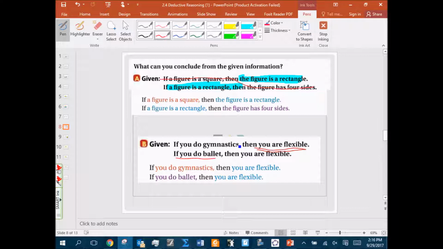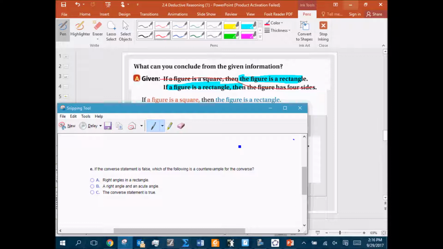The next thing you want to do, if they didn't match up that way, that top conclusion did not match the bottom hypothesis.